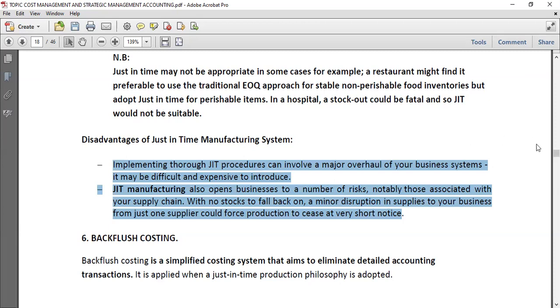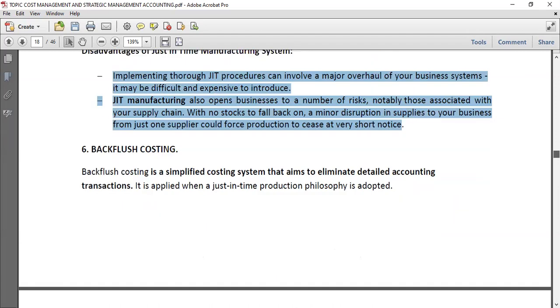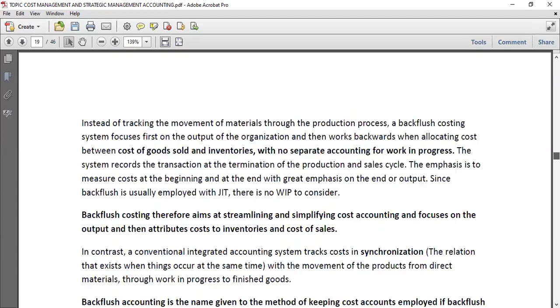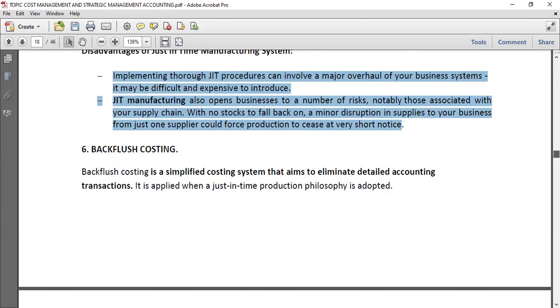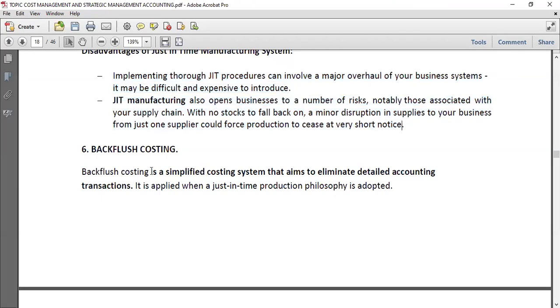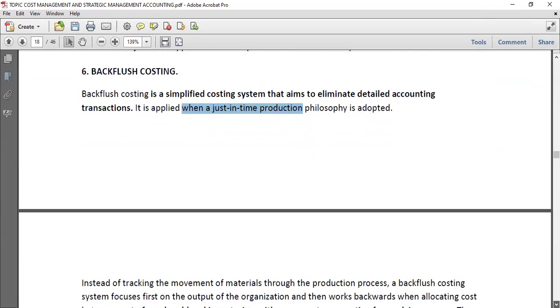So we have these other models like backflush costing. Backflush costing is not this one. If you have some time, you can read it. Backflush costing is a simplified costing system that aims to eliminate detailed accounting transactions, okay? It is basically the accounting system that we apply when we are using the just-in-time production philosophy, okay?